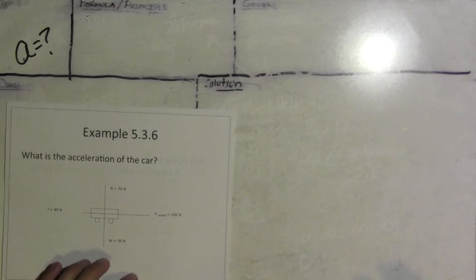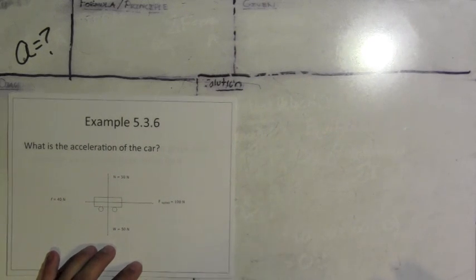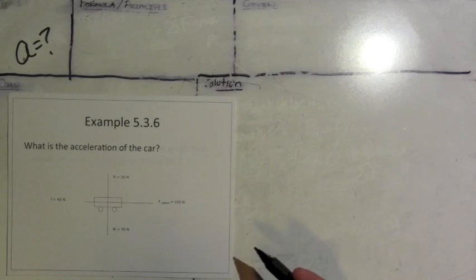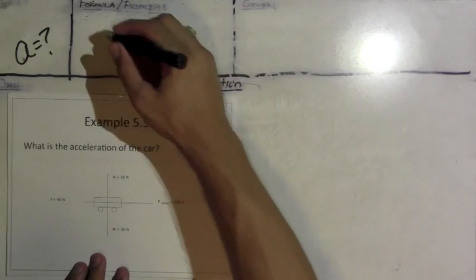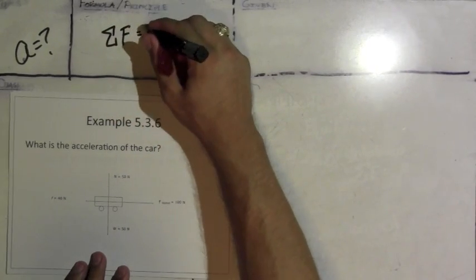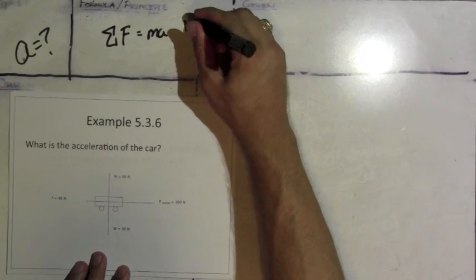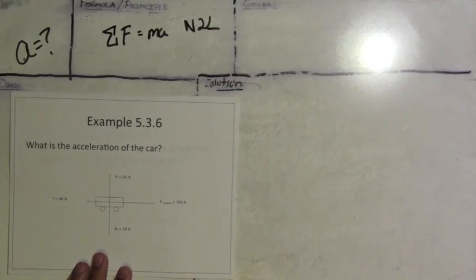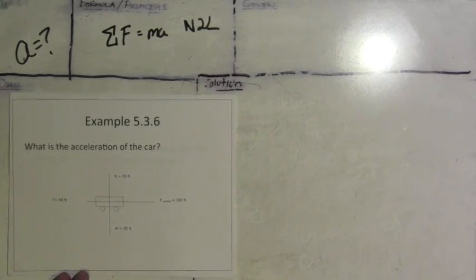Now you have a couple of options in terms of calculating acceleration. The first one is you can use the kinematic equations. But if you look, there's no information in terms of initial velocity, final velocity, distance, time. There's really none of that information. So really, the only other option would be the sum of the forces equals mass times acceleration, or Newton's second law. So let's look at the information that I'm given. I've got this free body diagram.